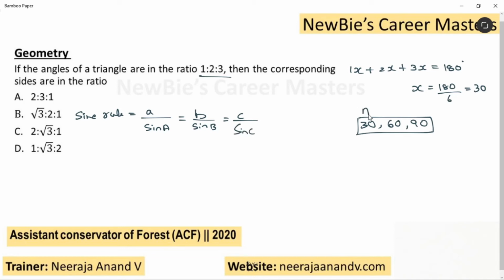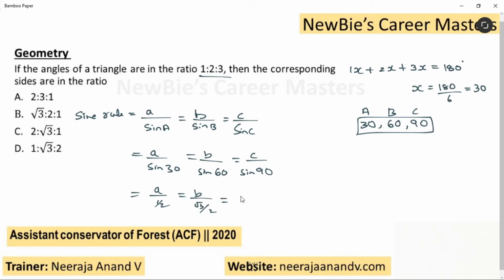See, you can use this as A angle, B angle, and C angle. The small letters a, b, c are the sides of this triangle. Okay, now let's replace the value. a divided by sine 30 is equal to b divided by sine 60 is equal to c divided by sine 90. See, sine 30 value is 1 by 2. Sine 60 value is root 3 by 2. Sine 90 value is 1. Okay, we can take this as 2a is equal to 2b by root 3 is equal to c.